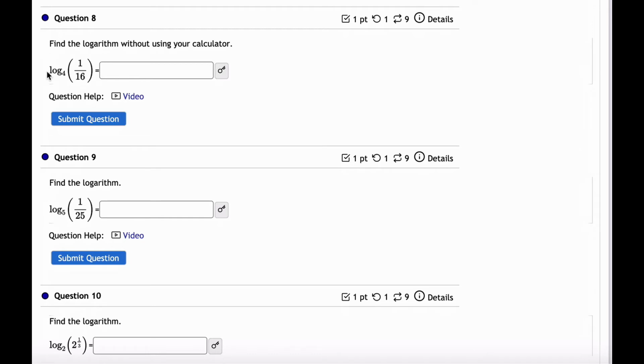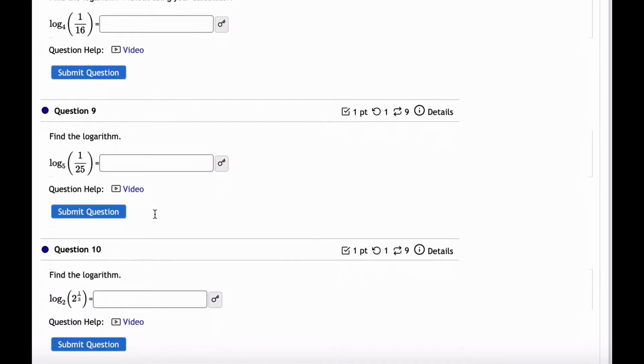You'd understand logs to the point where you understand what question this is asking. And once you know what question is being asked, maybe you could figure out the answer to that question and write it over here. Similarly on this guy, what's the log base 5 of 1/25?